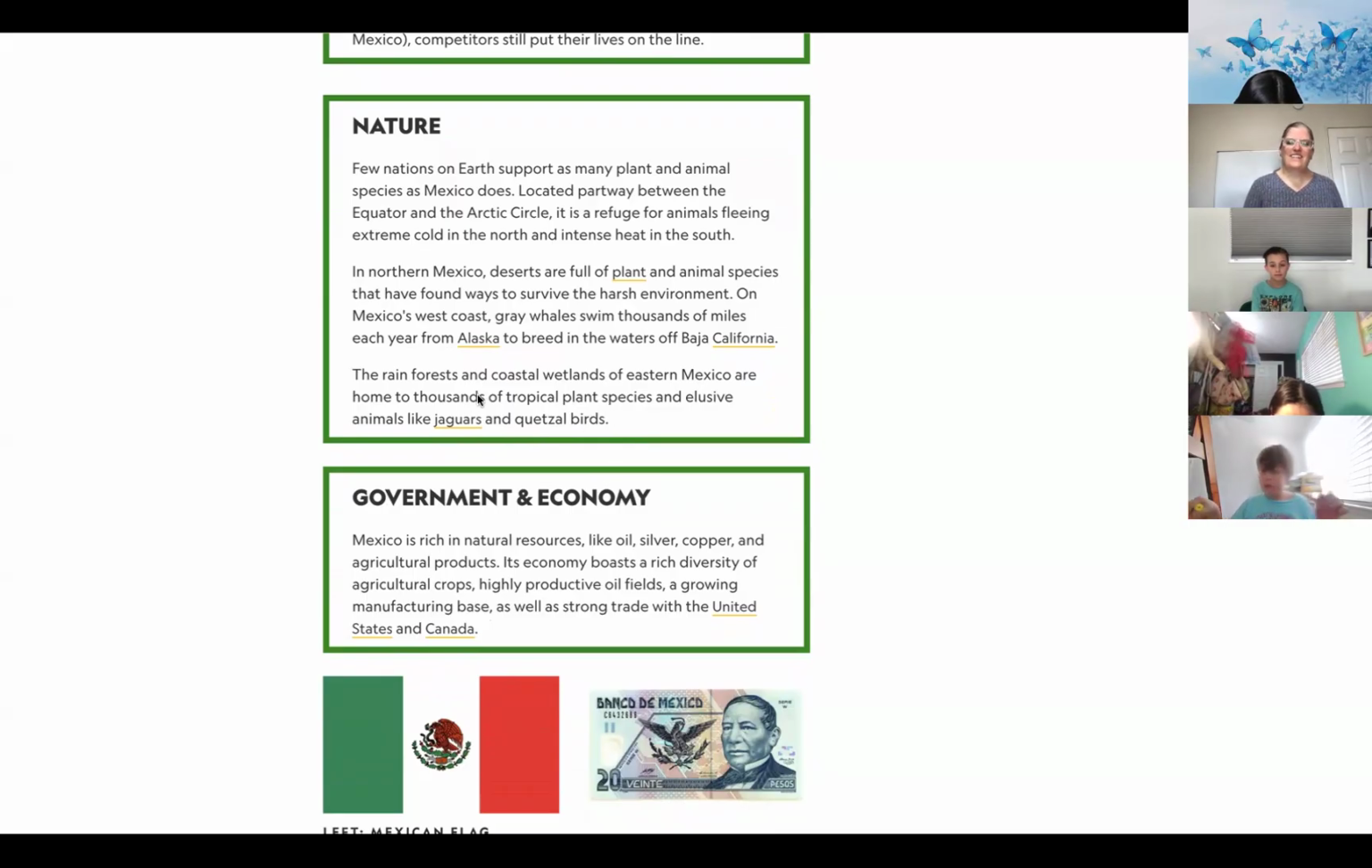Wow. Let me help the people doing Mexico really quick. So in the third paragraph, do you guys see where it says tropical plant species? That would be a good one to put for number 3. And then for number 4, you could put jaguars and this word, quetzal birds. Those are other types of birds. I don't know what they look like, but quetzal bird. Quetzal sounds like pretzel. They rhyme.